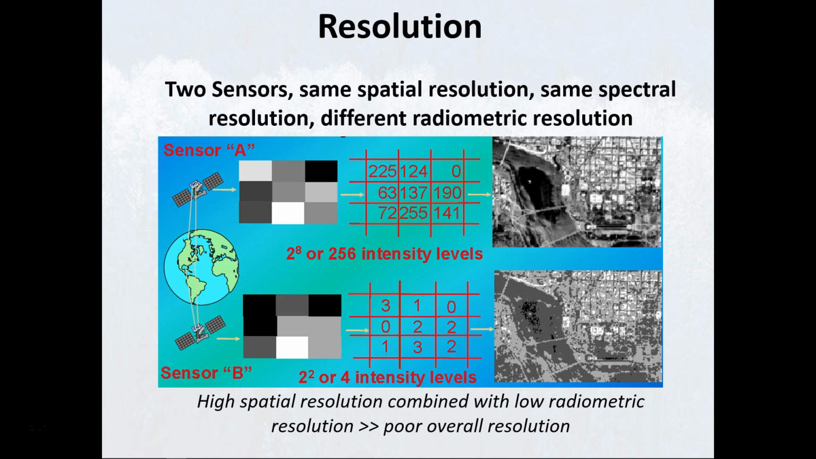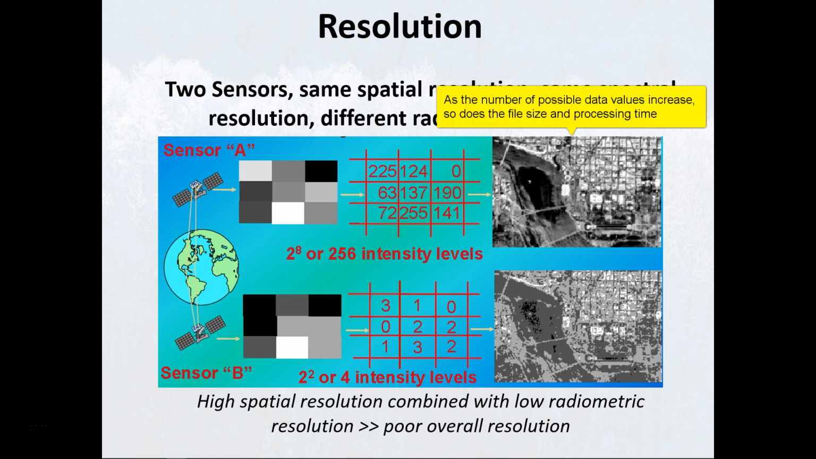Well, so why don't we just make all sensors as high a bit depth as possible? I'm guessing by now you realize it's due to what? Trade-offs! It's basically a three-way juggle for a sensor between spectral resolution, spatial resolution, and radiometric resolution.